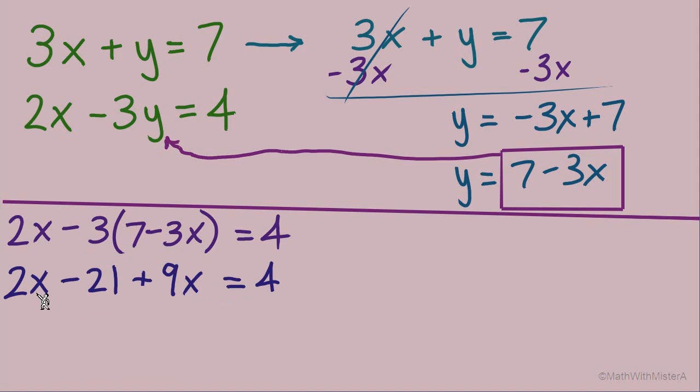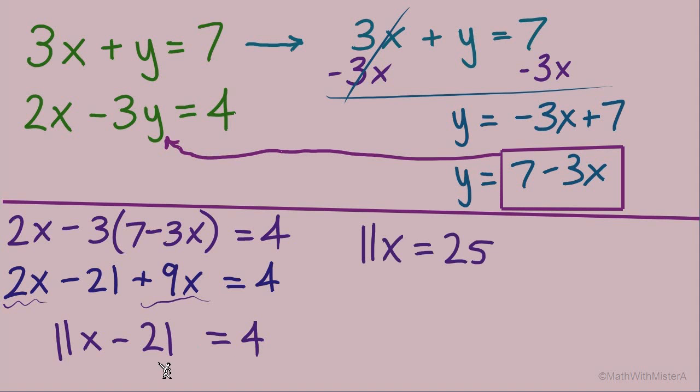Now, like terms, 2x plus 9x equals 11x. Bring down minus 21 equals 4. And we're just going to wrap this one up, add 21 to both sides. 11x equals 25. Then divide both sides by 11. Won't divide evenly, so I've got this improper fraction. It's simplified, 25 over 11, and it's looking exactly the way I want it to look.